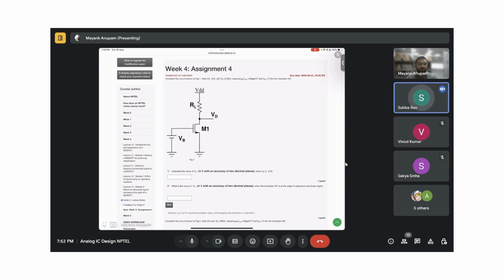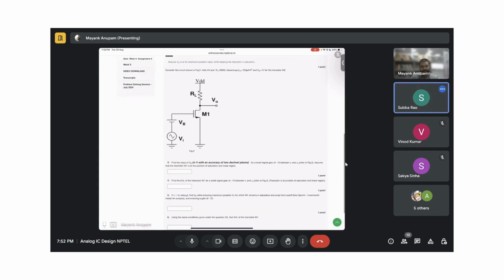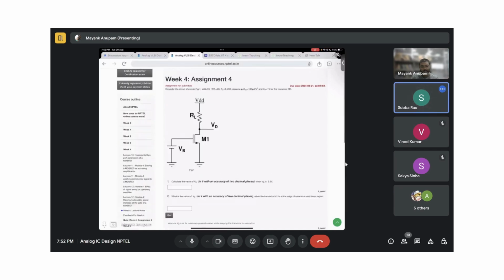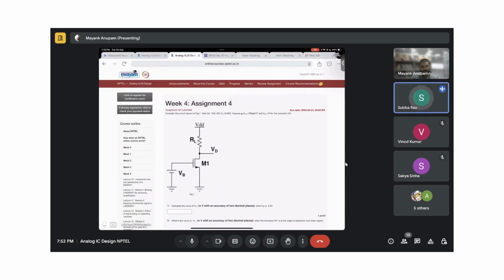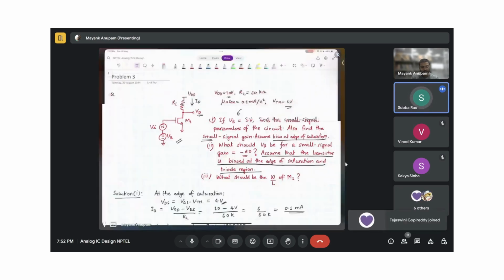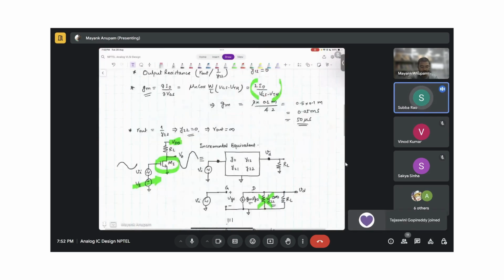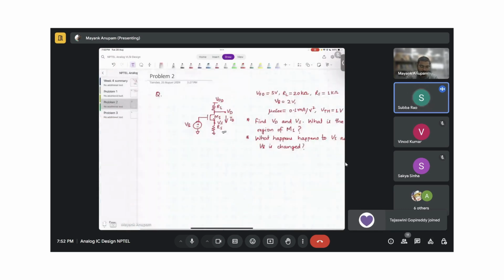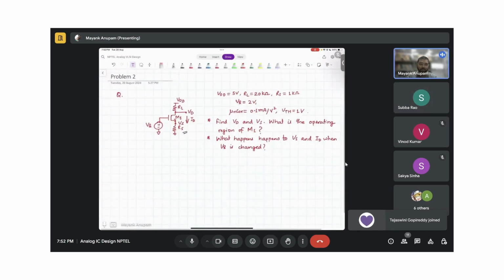Sir, can you display the second question so that I can take the print? Which question? The one you solved, you told us to do. Oh, I will upload the lectures anyway today or tomorrow. It's okay, I have taken the print screen. Okay, fine.